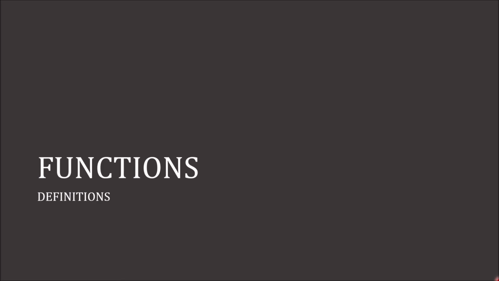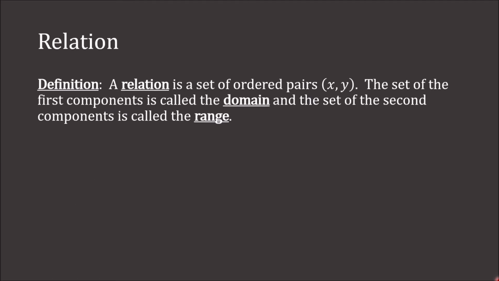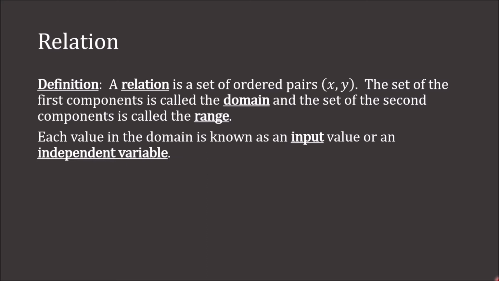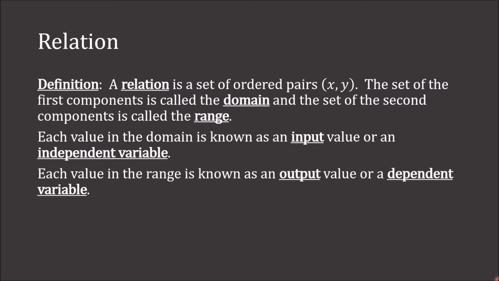We begin our study of precalculus by looking at functions. First, however, let's look at what a relation is. A relation is a set of ordered pairs, x comma y. The set of the first components is called the domain, and the set of the second components is called the range. Each value in the domain is known as an input value, or an independent variable, whereas each value in the range is known as an output value, or a dependent variable.